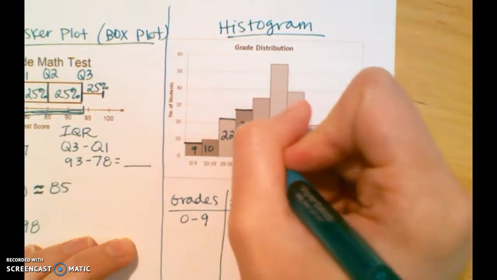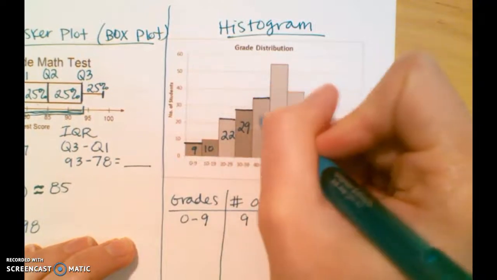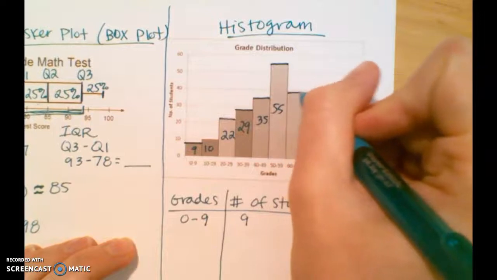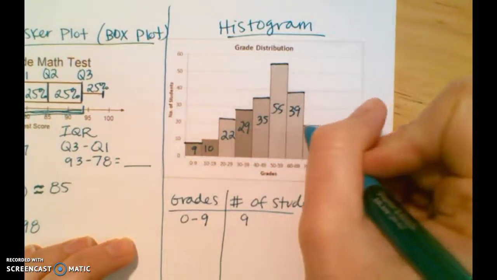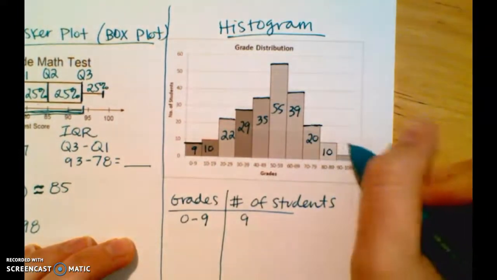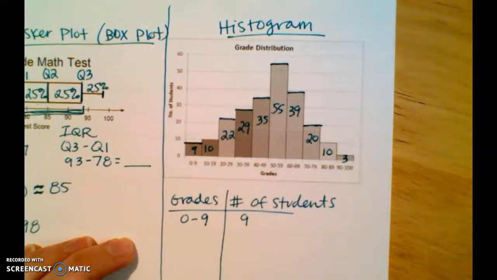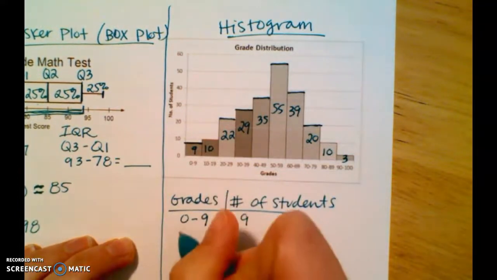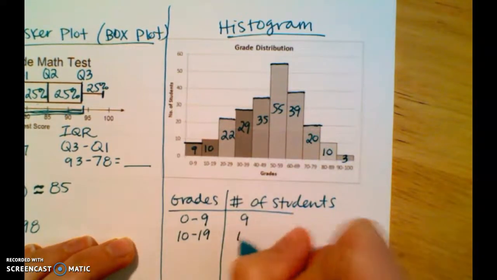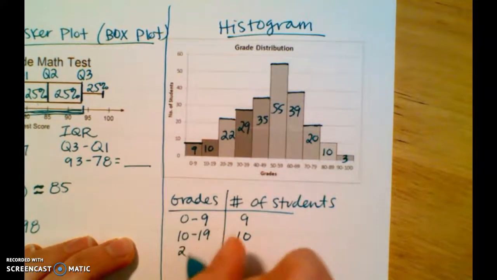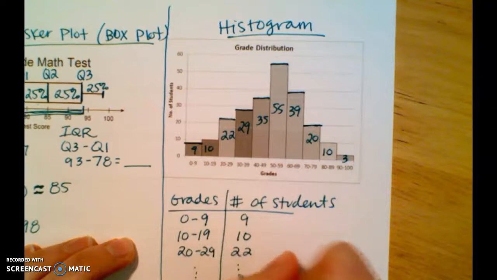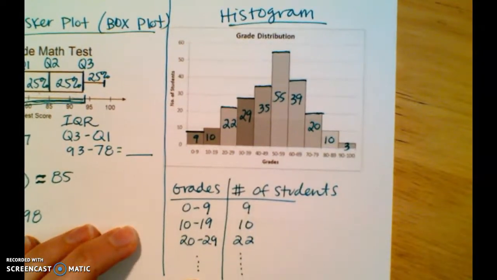This one maybe 29. This one maybe 35, 55, 39. That one is exactly 20. That one's exactly 10. And this one could be maybe 3. So again, on this we had to estimate a little bit, but we could then say that between grades 10 and 19, the number of students are 10. Then we have 20 to 29, number of students are 22, and so on and so forth. So that is what a histogram looks like.